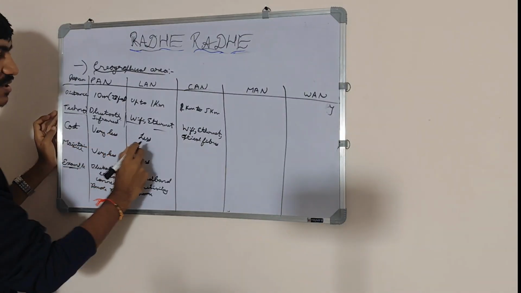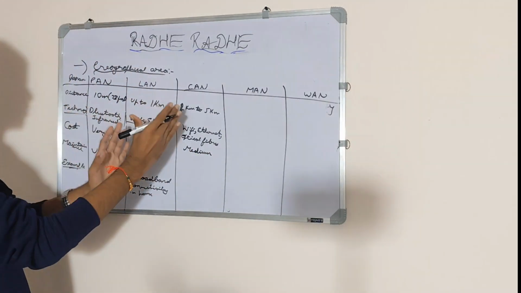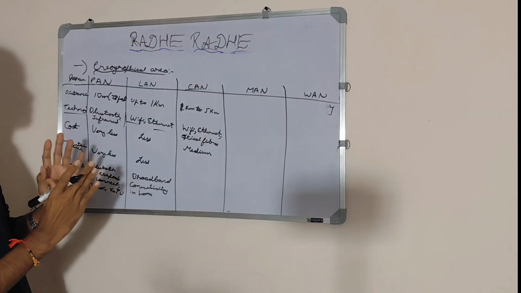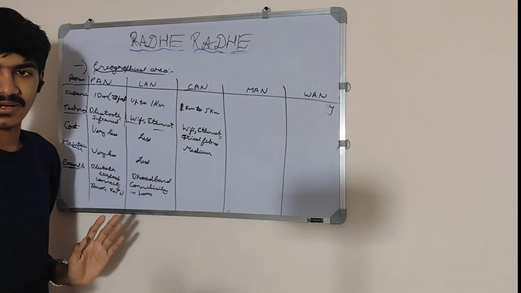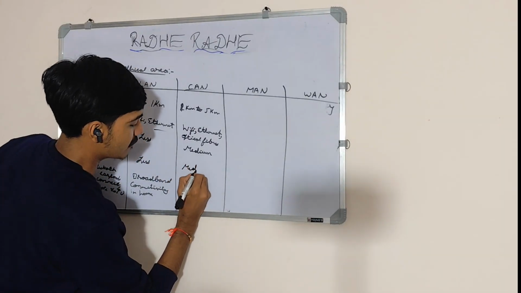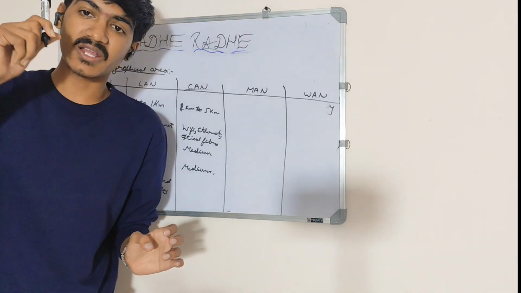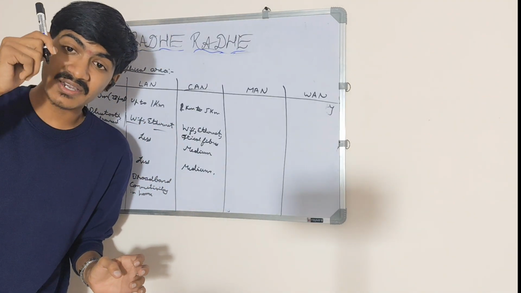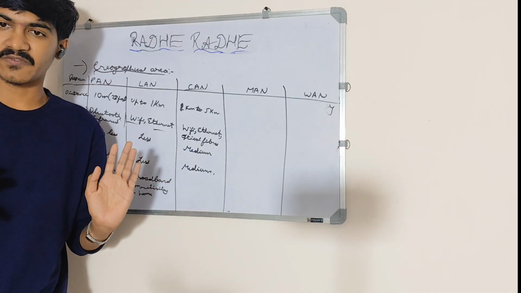Now the cost. Cost is medium. The cost of building up a CAN is greater than building up a LAN. And maintenance? Medium. Maintenance of a campus network is medium. It requires a dedicated team of engineers.